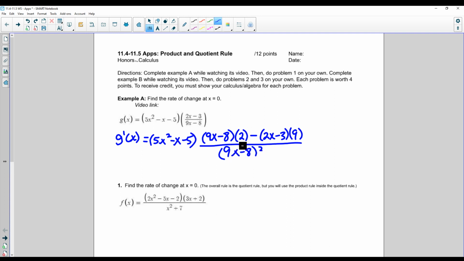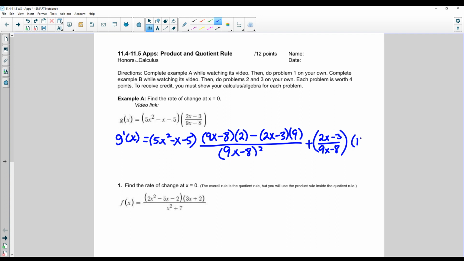So all I've done so far is first D last in the product rule. I still got to do plus last D first. So plus last, 2x minus 3 over my 9x minus 8. D first, which is actually pretty easy. Derivative of the first is just 10x minus 1.